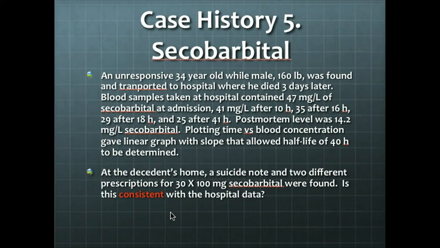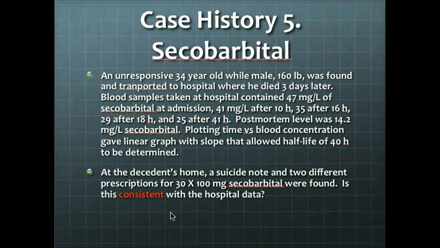Okay, now let's look at case history 5, secobarbital. An unresponsive 34-year-old male, 160 pounds, was found and transported to hospital where he died 3 days later. Blood samples taken at the hospital contained 47 milligrams per liter of secobarbital at admission, 41 milligrams per liter after 10 hours, 35 after 16 hours, 29 after 18 hours, 25 after 41 hours. Postmortem level was 14.2 milligrams per liter secobarbital. Plotting time versus blood concentration gave a linear graph with a slope that allowed a half-life of 40 hours to be determined.